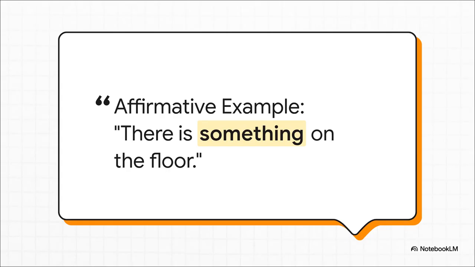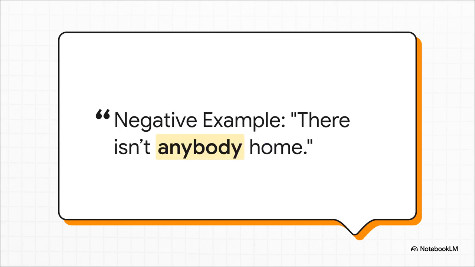For instance, here's a basic positive statement. There is something on the floor. It's an affirmative sentence, so we use something. Simple enough, right? But if we make that sentence negative by adding isn't, we absolutely have to switch to an any word. There isn't anybody home. You would never say there isn't somebody home. That switch is so important.